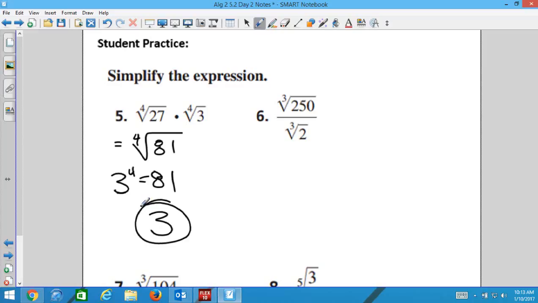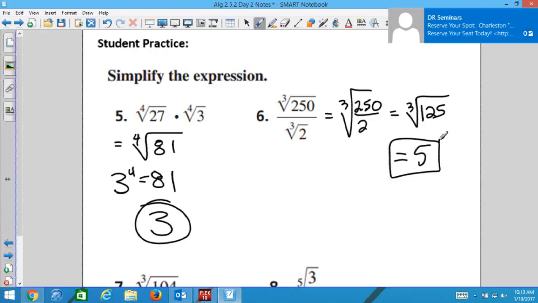If they are the same radical, we can try to divide them. It didn't work on the example right above it, but what happens when I try to divide 250 by 2? I get 125. So the third root of 125 is 5. So that's what I was trying to tell you before. Sometimes it helps to divide it, and sometimes it doesn't help to divide it.